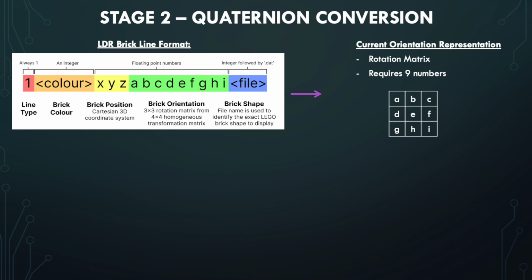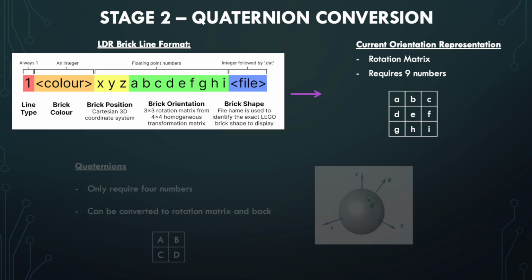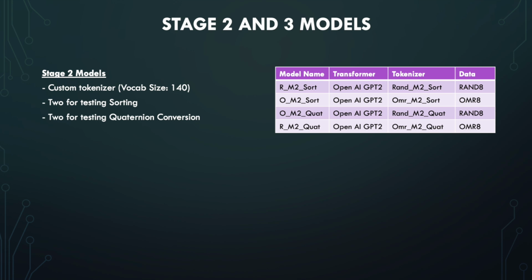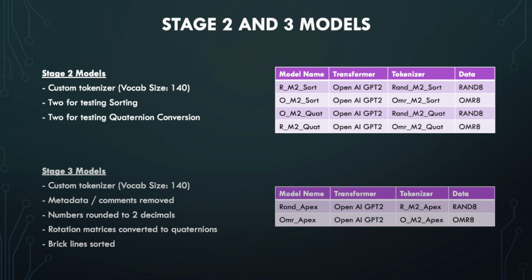Another idea involved pursuing a more efficient orientation representation. Quaternions are a way to represent orientation in 3D space using only 4 numbers. This is a massive reduction compared to the 9 numbers used in the LDR files, which represent a rotation matrix. Adding a pre- and post-processing step to convert to and from quaternions will massively reduce the number of tokens required per brick. This led to the creation of 4 additional tokenizers and models to evaluate the pre-processing methods. In the final stage, an Apex tokenizer for each dataset was created by combining the most effective approaches uncovered from Stage 1 and Stage 2.